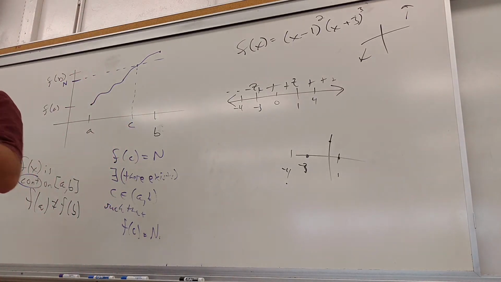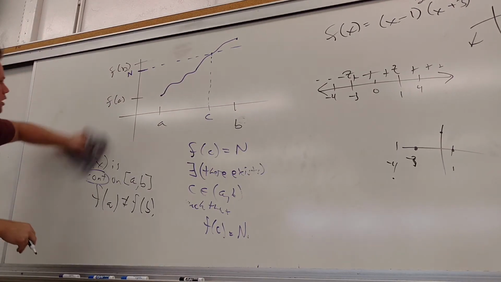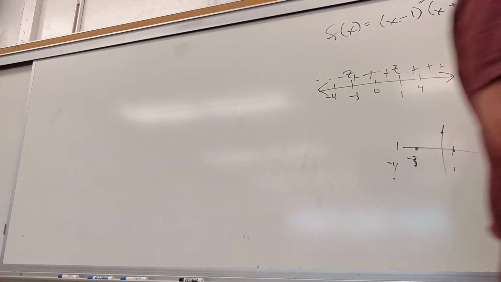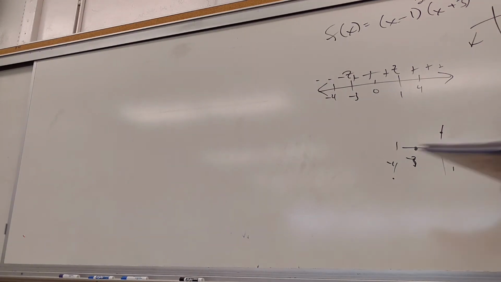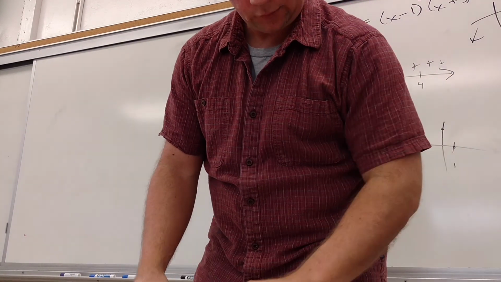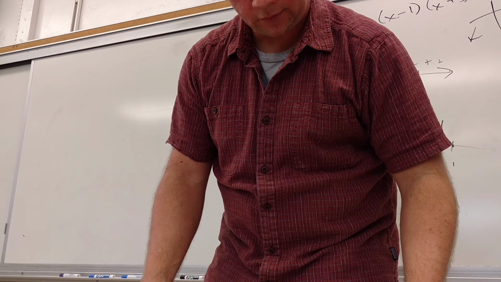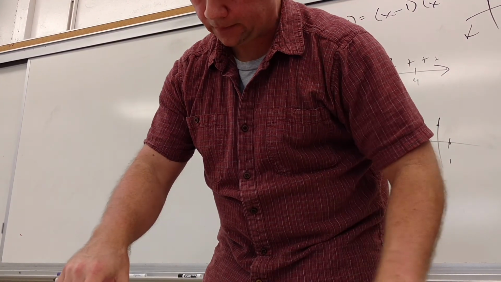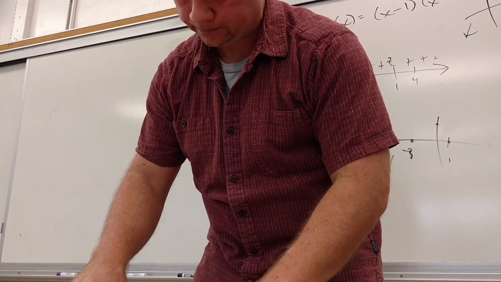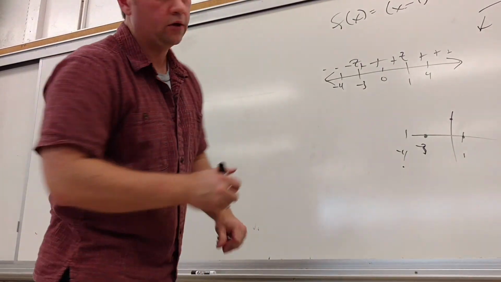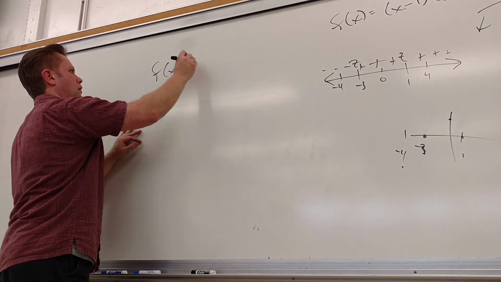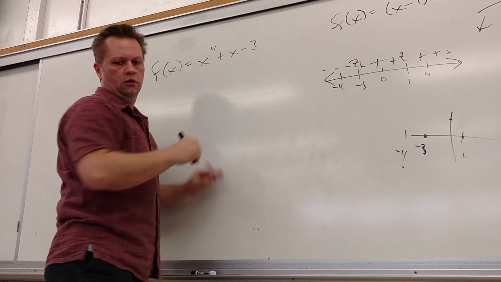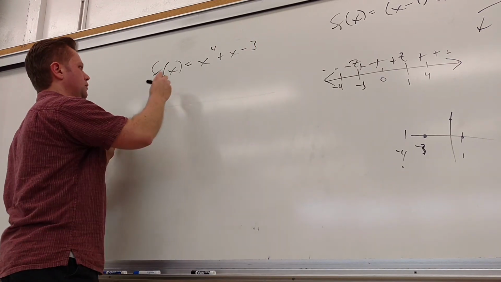So what's an immediate use of the intermediate value theorem? Well, if I know that a function, for example, I'll take one right out of the homework. Here, beautiful. So if I have a function, x to the fourth plus x minus 3, can you show me there's a root?